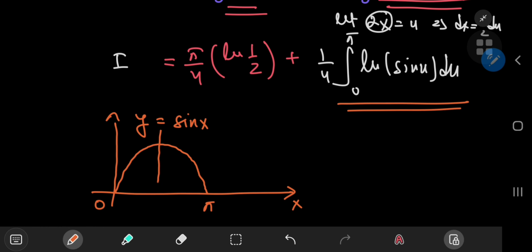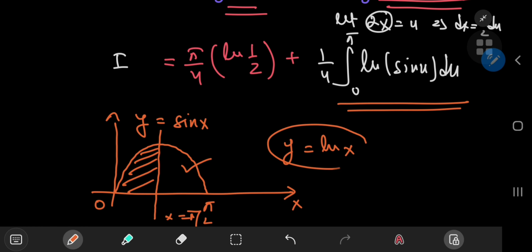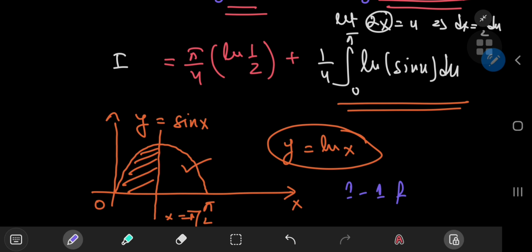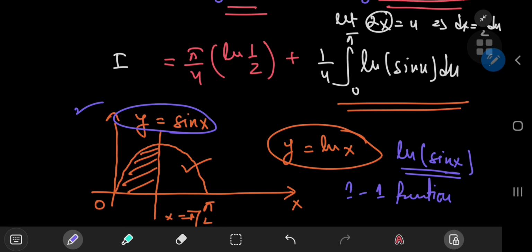And we see this graph has a symmetry about the line x equals pi by 2, right? So by the symmetry, we mean that any area under the curve to the left of the line equals the area under the curve to the right. And we know that the function y equals natural log of x is a one-to-one function, correct? So if we're considering the natural log of the sine of x, and in the case of this graph, the sine of x is actually on the vertical axis.